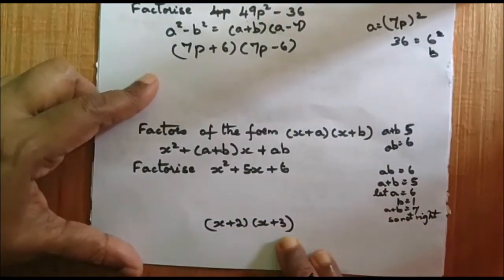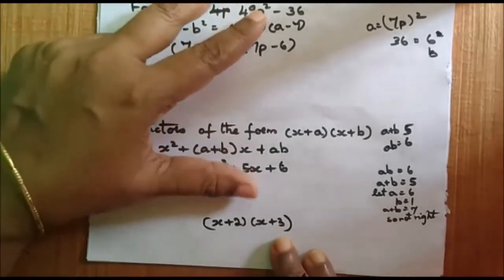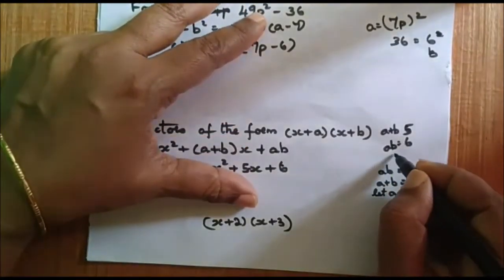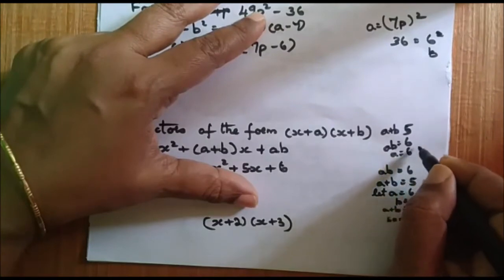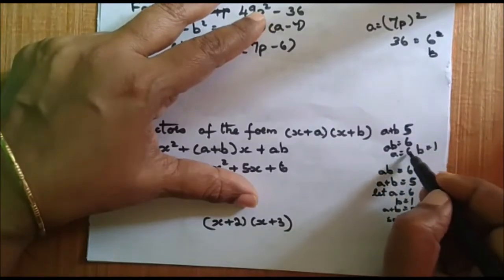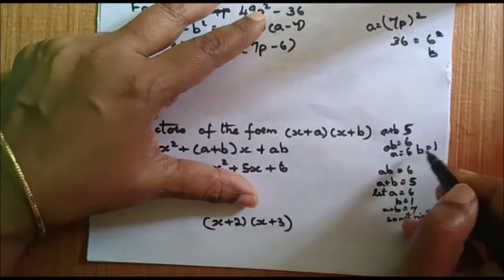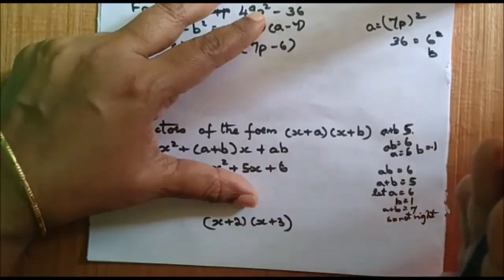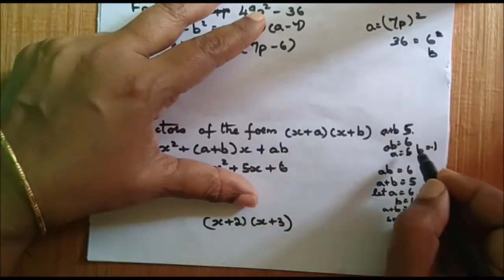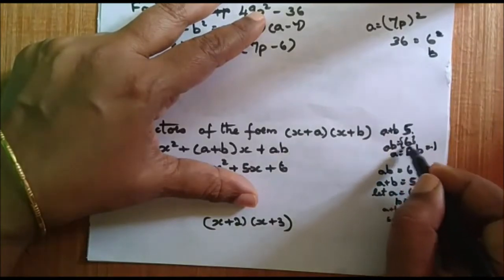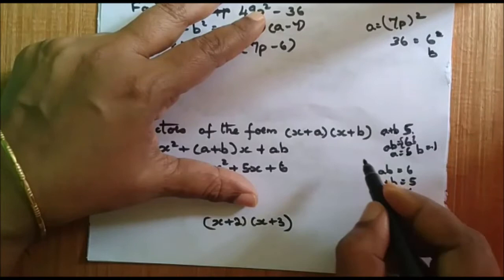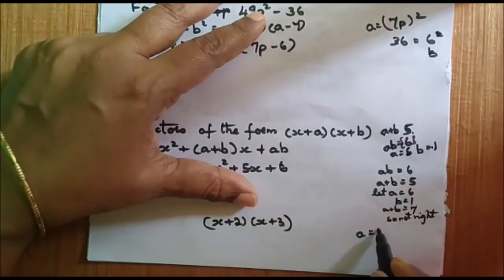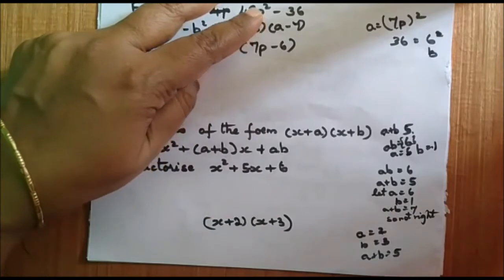Now when you see ab is 6, what are the multiples of 6? I have 6 into 1. So can I take a equal to 6 and b equal to 1? Now when I add a plus b, that is 6 plus 1, it comes to 7. But we want 5. So we cannot take that combination. Now in which other number's table do we get 6? 2 into 3 is 6. So if I take a equal to 2 and b equal to 3, and if I add them, a plus b is equal to 5. Okay. So that is correct.